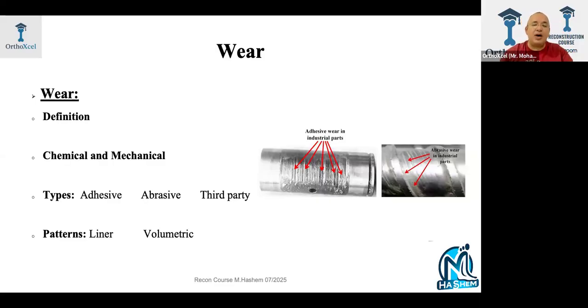But if volumetric wear happens with a large head, imagine a large head causing wear, it will be taking a whole volume from the body. So the pattern of the wear of the body, either linear wear, means that the head is going in a line through the body, and this is called linear wear, and this happens with a small head. Volumetric wear means the head is taking a big part or a big wear part from the body, and this happens with the large head.